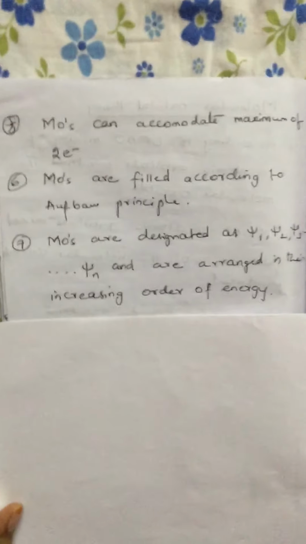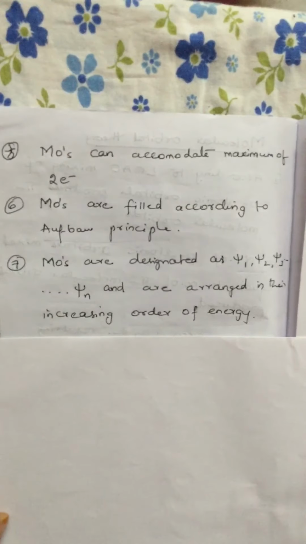Next, molecular orbitals are filled according to Aufbau's principle, which you are also familiar with. Electrons fill low energy orbitals first, then higher energy orbitals are occupied by the electrons. Next, molecular orbitals are designated as psi 1, psi 2, psi 3 till psi n and are arranged in their increasing order of energy.